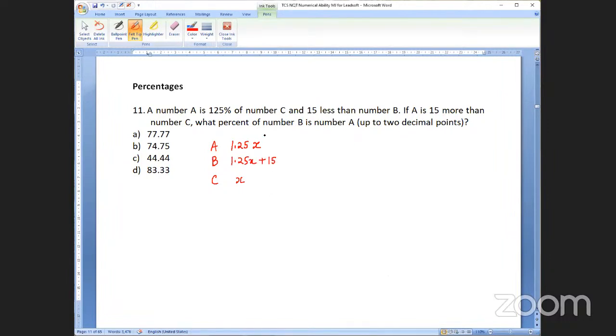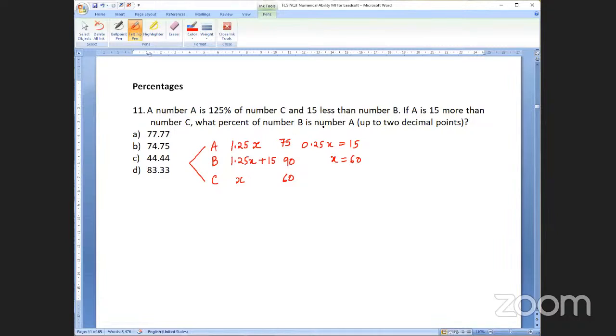Now it is given that A is 15 more than number C. That means 0.25x, if we subtract, is equal to 15. From here, we can find the value of x. Now, 25% is 1 by 4. That means x is 60. So now we have all the numbers. C is 60. 25% of 60, or 1/4 of 60, is 15. That means A is 75. And B is 15 more than A. That means B is 90.